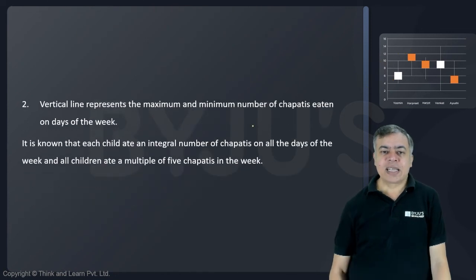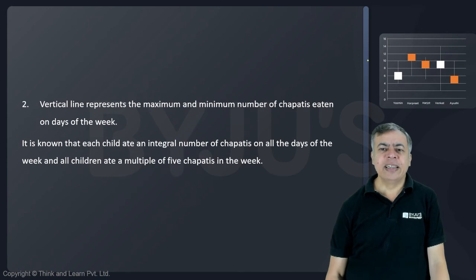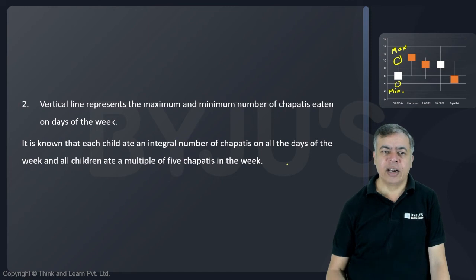The vertical line represents the maximum and minimum number of chapatis eaten on the days of the week. So that is high and low. High and low, the maximum and minimum number of chapatis. This will be your maximum and this will be minimum. High and low only.